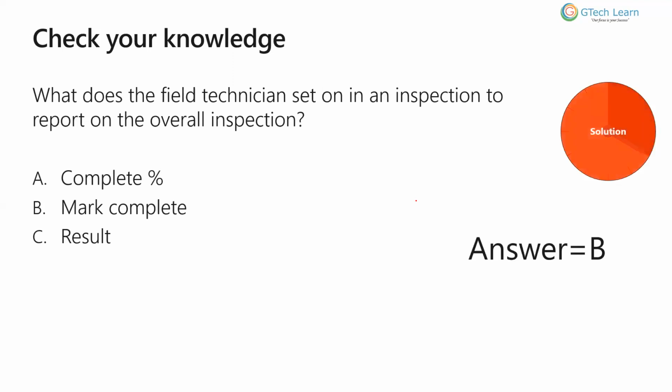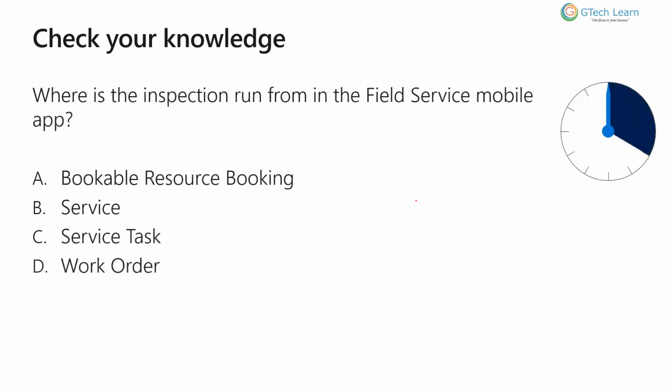Okay, so the correct answer for that question is going to be option B, mark complete. Now we are having another question in line. It's talking about where the inspection is run from in the field service mobile app. Is it option A, bookable resource booking, option B, service, option C, service task, or option D, work order? So let's get your answers on the chat, guys, and let me start my timer.